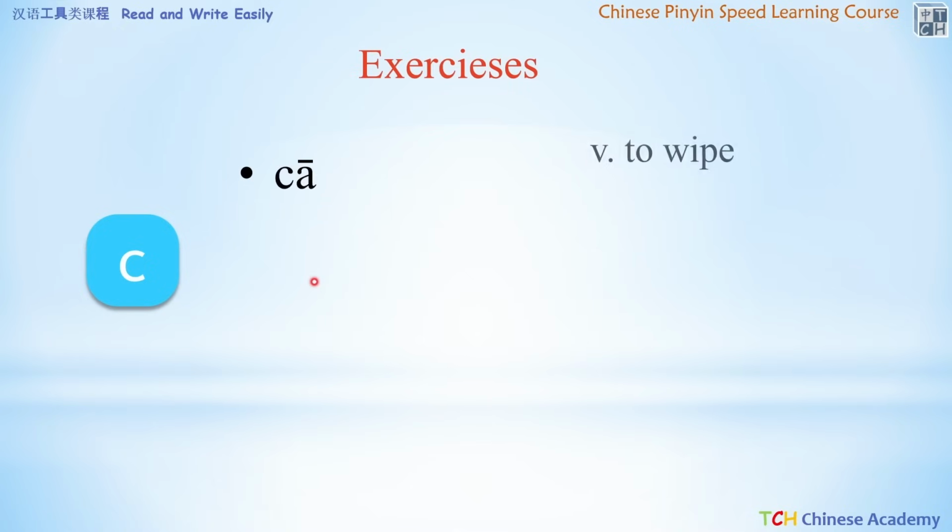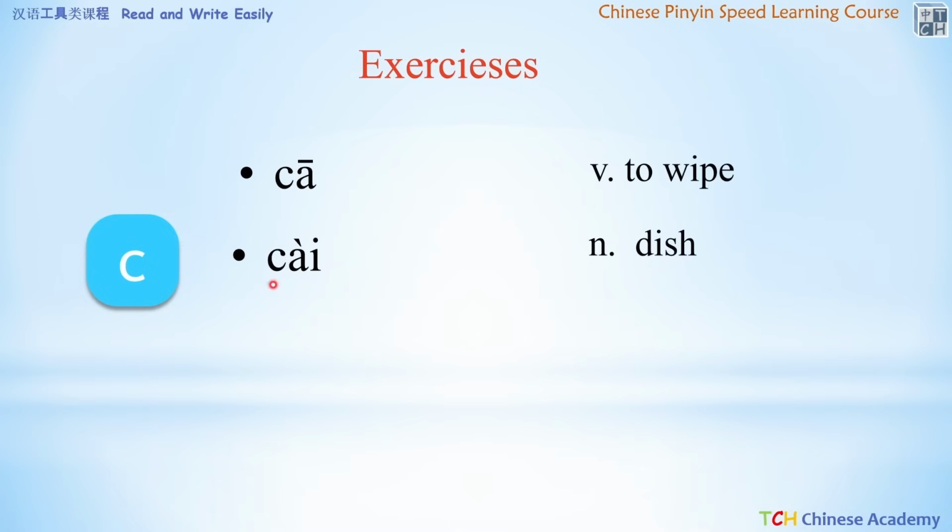Now let's look at some exercises with 呲. 呲, the first tone, 擦, 擦. It means to wipe something. And then 呲, ai is I and fourth tone, falling tone. 呲, ai, 菜, 菜. 菜, it means a kind of food or a dish.